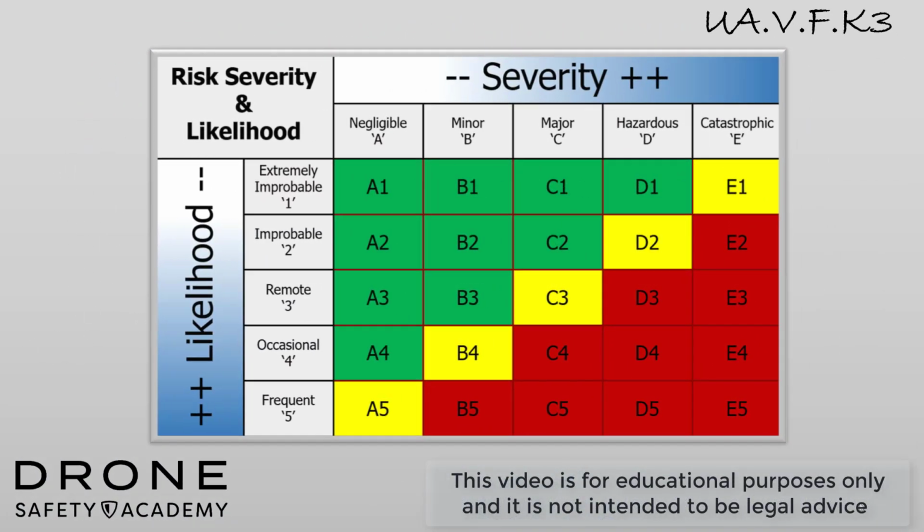Take a look at this risk assessment chart. It's pretty straightforward. At the top we have severity with 5 columns, from negligible to catastrophic. On the left, we have the likelihood that the identified risk would happen, from extremely improbable down to frequent. Pairing severity with likelihood gives us our risk assessment.